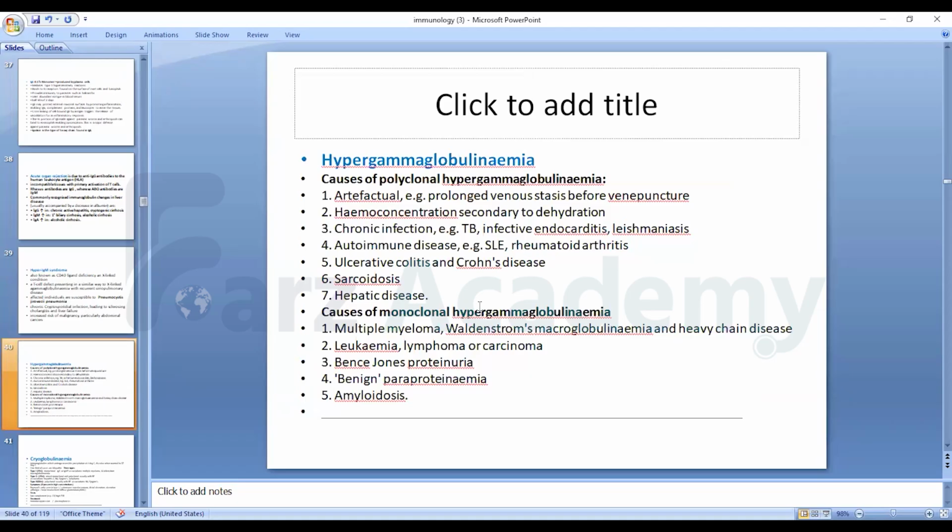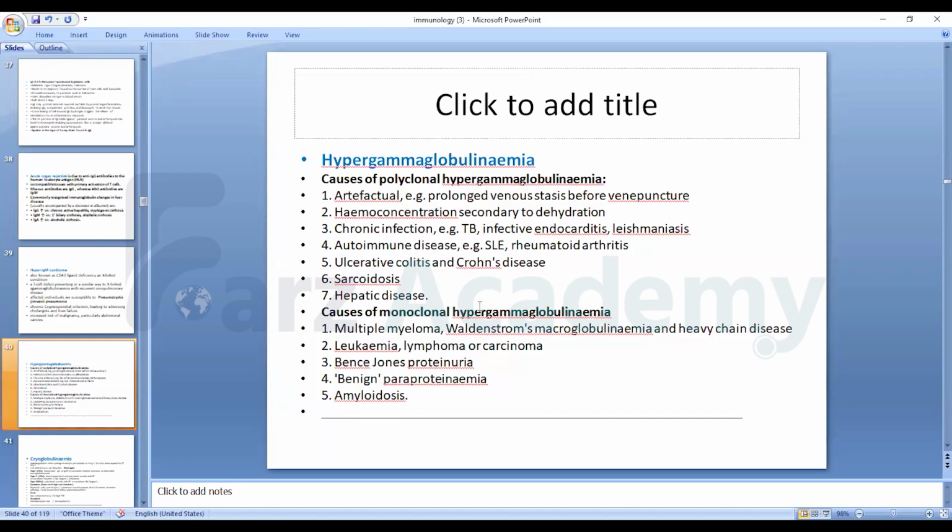Coming to hypergammaglobulinemia, what is the cause of hypergammaglobulinemia? Causes of polyclonal hypergammaglobulinemia: artifactual, from prolonged venous stasis after venipuncture. Hemoconcentration secondary to dehydration can lead to hypergammaglobulinemia. Chronic infections such as TB, infective endocarditis, leishmaniasis. Autoimmune diseases such as SLE and rheumatoid arthritis, ulcerative colitis and Crohn's disease, sarcoidosis and hepatic disease.